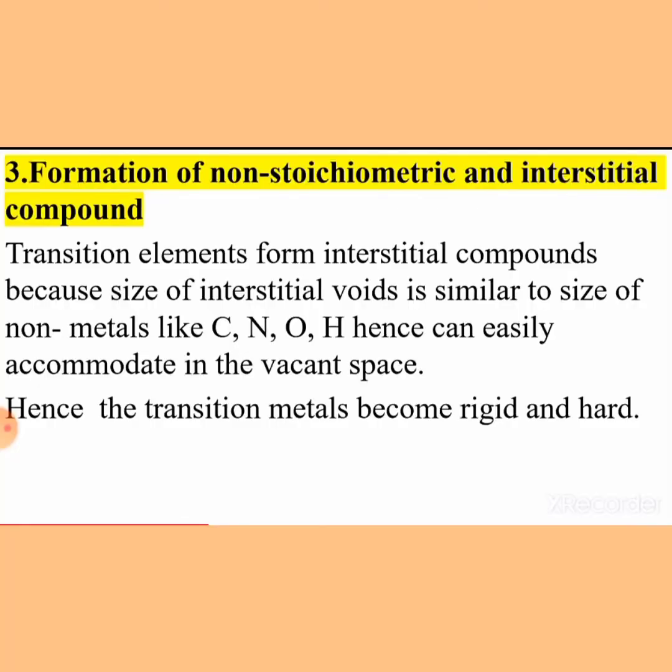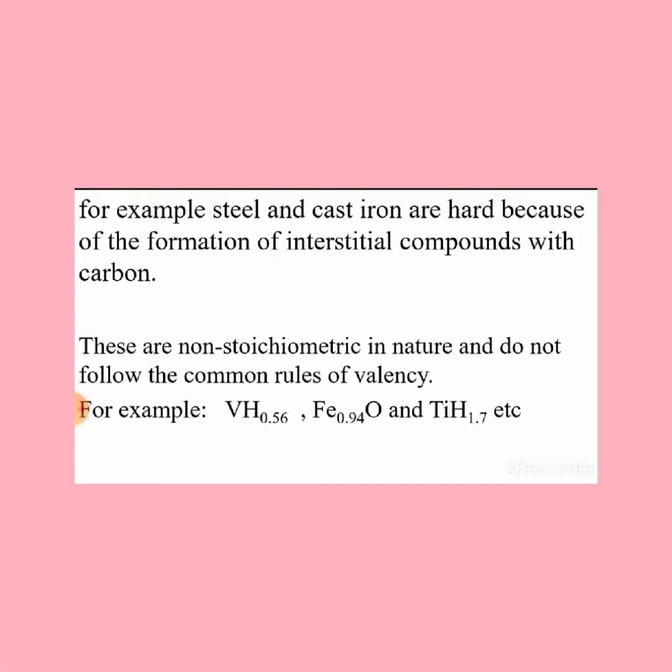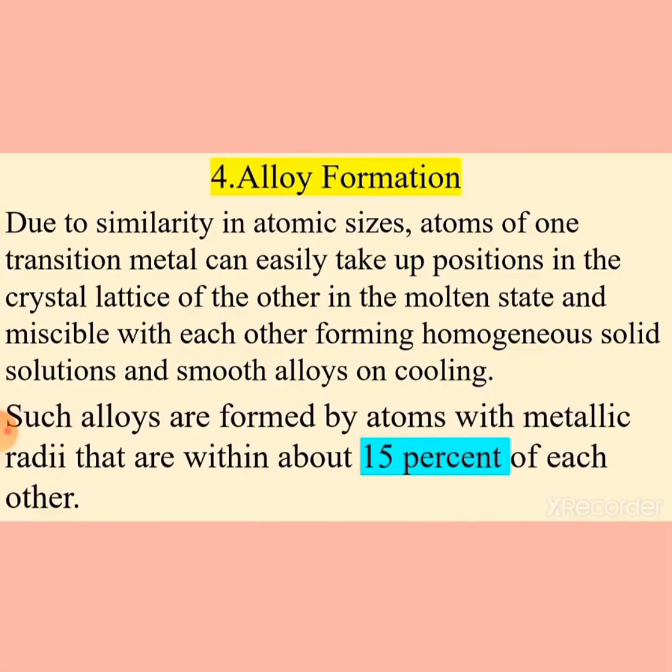Transition elements form interstitial compounds because the size of the interstitial void is similar to the size of nonmetals like boron, carbon, nitrogen, oxygen, hydrogen, etc. These smaller atoms get trapped in the voids of the crystal lattice of transition metals, forming interstitial compounds. For example, steel and cast iron are hard because of the formation of interstitial compounds with carbon. These are non-stoichiometric in nature and do not follow common rules of valency. They are very hard with high melting points.